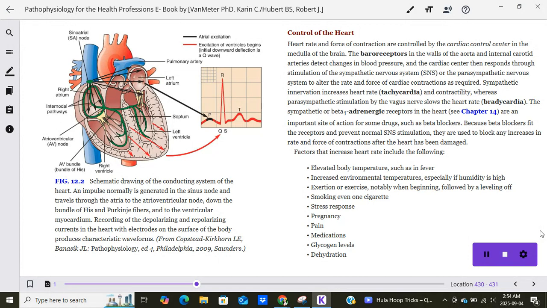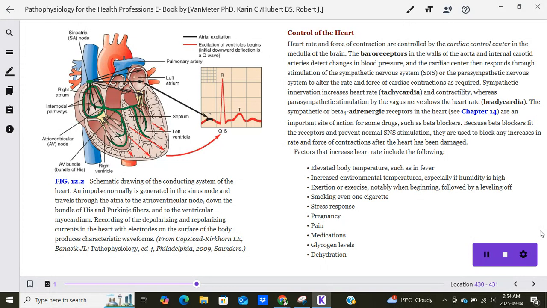Control of the heart. Heart rate and force of contraction are controlled by the cardiac control center in the medulla of the brain. The baroreceptors in the walls of the aorta and internal carotid arteries detect changes in blood pressure, and the cardiac center then responds through stimulation of the sympathetic nervous system, SNS, or the parasympathetic nervous system to alter the rate and force of cardiac contractions as required.